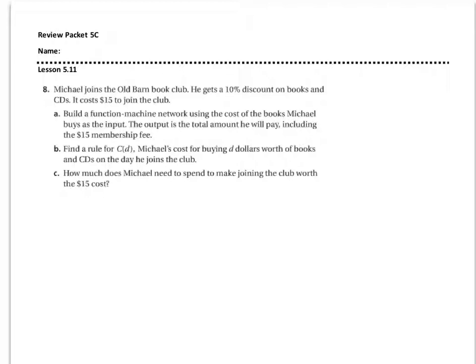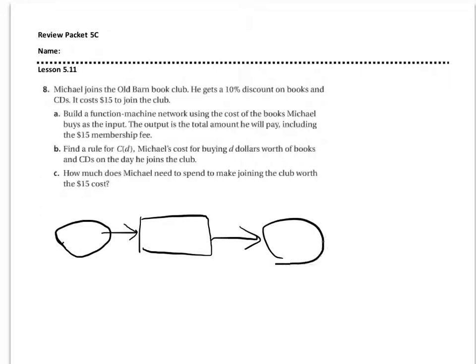Build a function machine network using the cost of the books Michael buys as the input. The output is the total amount he will pay, including the $15 membership fee. So you make something like this: here's a machine, and you put something in, and you get something out, right? In this machine, it takes 10% off, but you have to add $15.